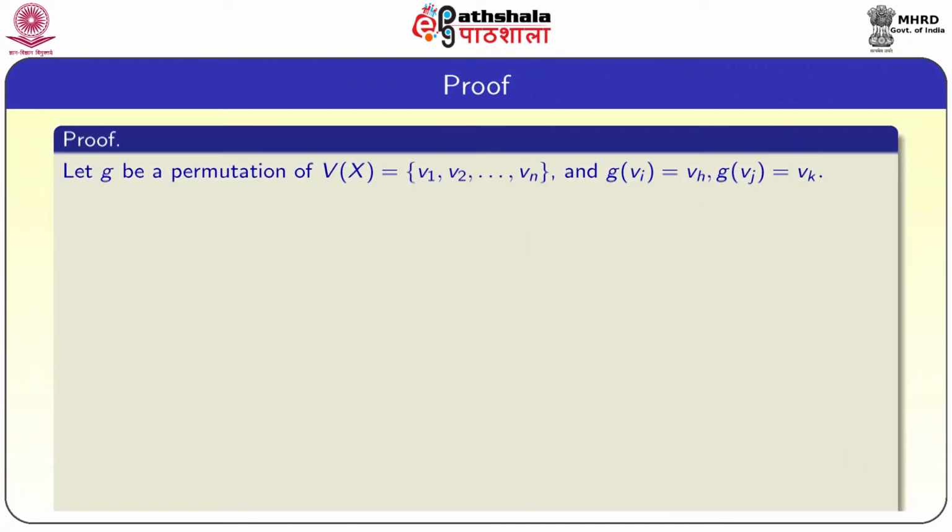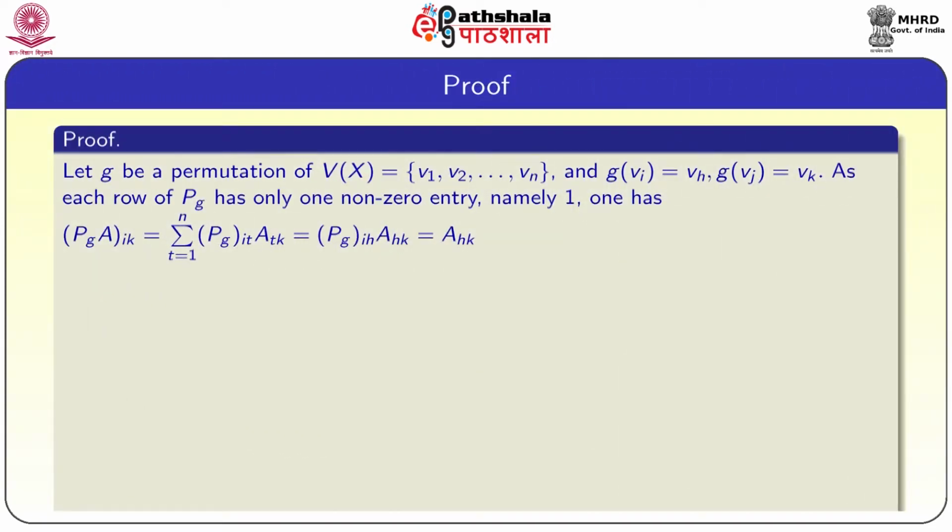The proof: let G be a permutation of the vertex set v1, v2 and so on vk, and G of vi is equal to vh and G of vj equal to vk. That means G takes vertex vi to vertex vh and vertex vj to vertex vk. Each row of Pg has exactly one non-zero entry, namely 1. It is because Pg is a permutation matrix, so each row and each column contains only one 1.